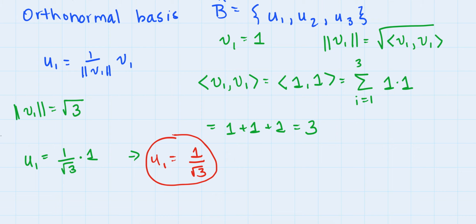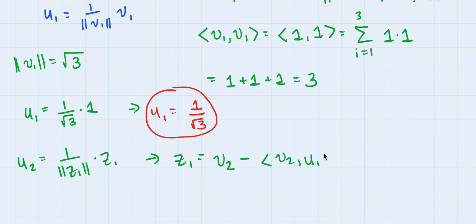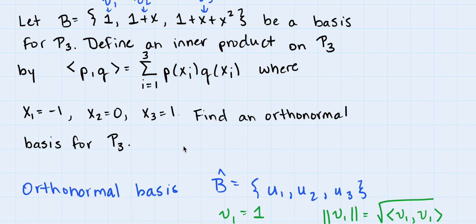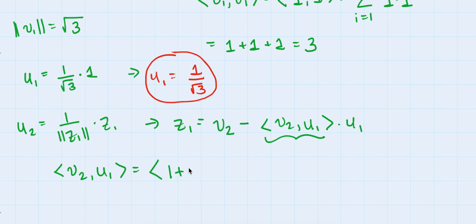Okay, now we need to figure out what U2 and U3 are. So U2 is 1 over the length of Z1 times the vector Z1, where Z1 is equal to V2 subtract the inner product of V2 with U1 times U1. Let's figure out what this inner product is. So the inner product of V2 with U1 is the inner product of, well, let's recall what V2 is. V2 is this polynomial 1 plus x. So it's the inner product of 1 plus x with 1 over the square root of 3 times 1. We have a scalar here, and remember we can pull the scalar outside of the inner product.